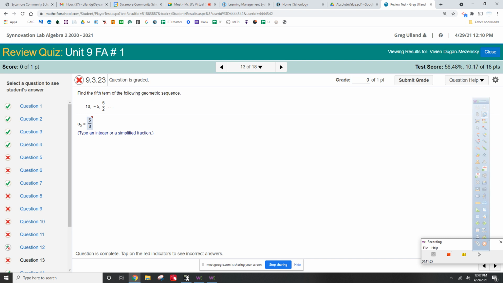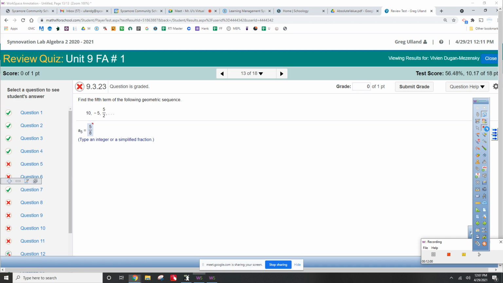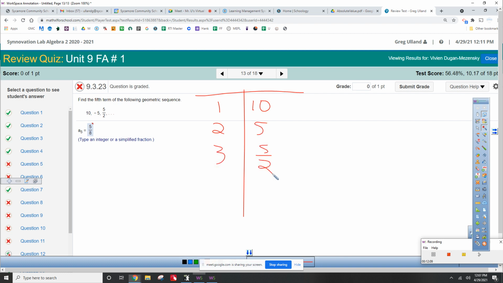Okay, so here the first term is 10, second term is 5, third term is 5/2. You might think about this as dividing by 2, which is fine. You can do it like that. We think about it as multiplying by 1/2. So if you multiply by 1/2, you get 5/4 for the next one, and then 5/8 for the one that comes after that. Okay?